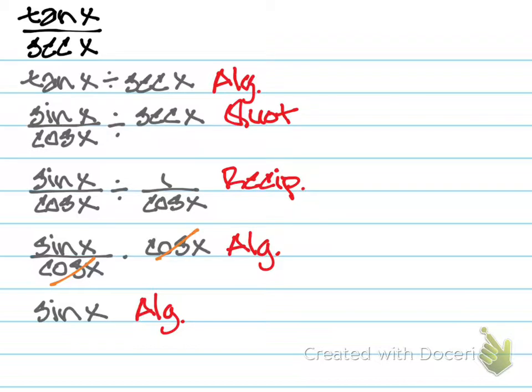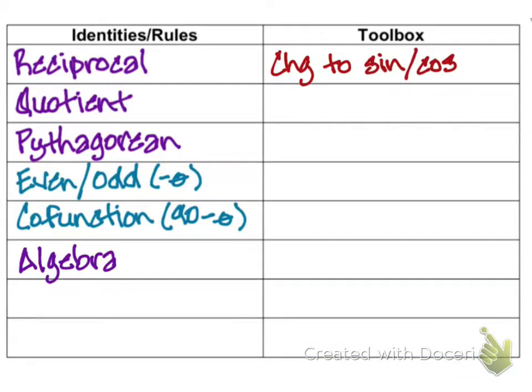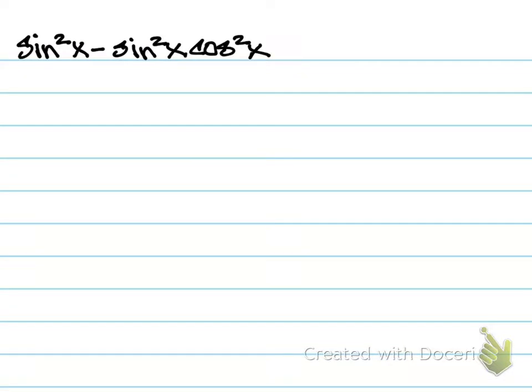So now we're going to go back to our sheet here, and we're going to add our new tool, which is rewrite as horizontal division. Now we have sine squared minus sine squared cosine squared. The first thing I think of when I see this is that I must have some Pythagorean identities in here.